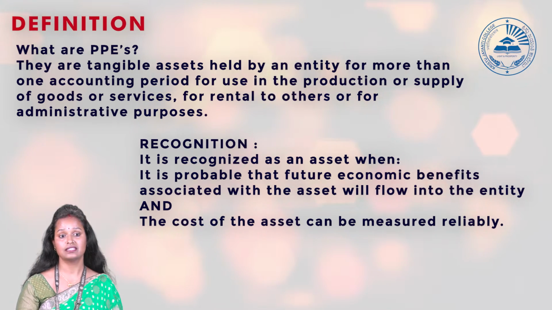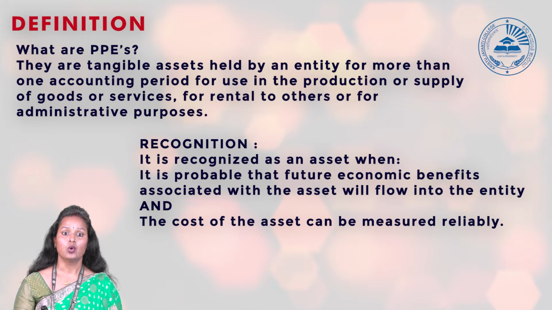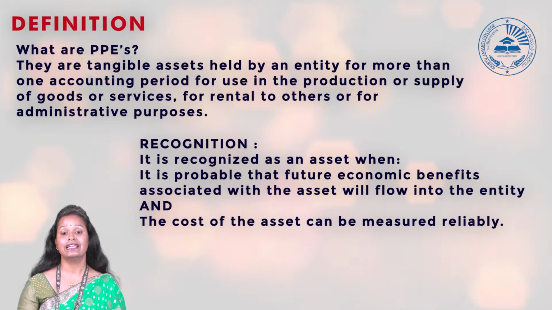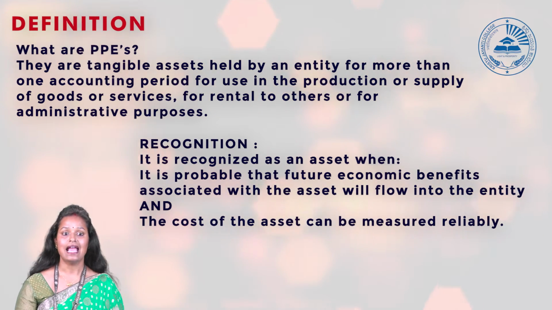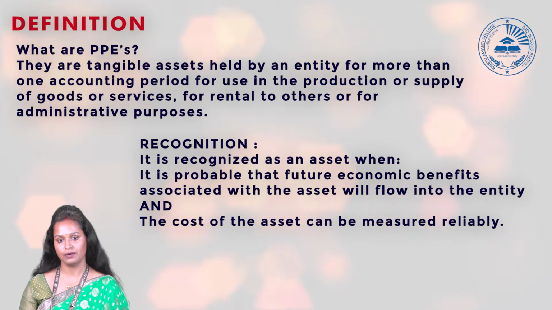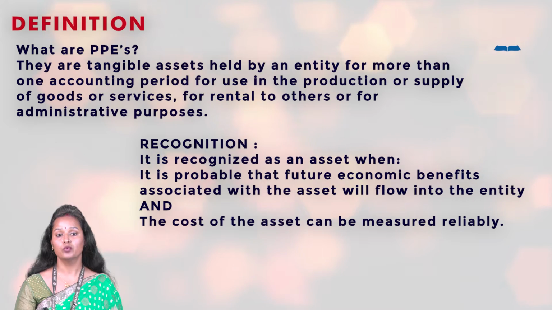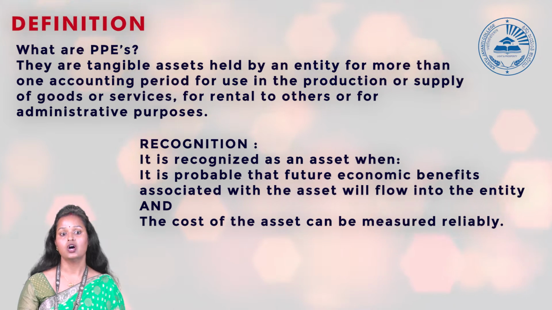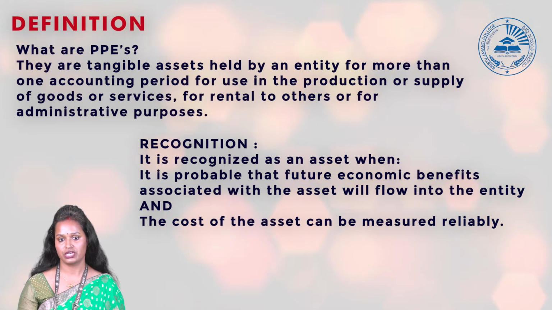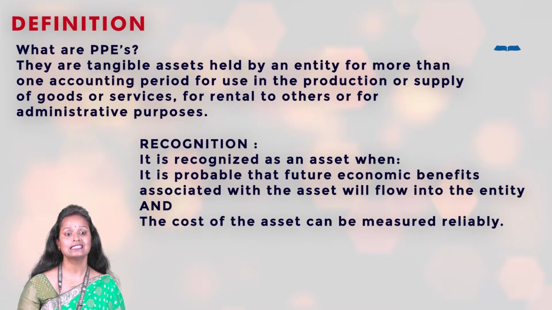If it is a tangible asset, the next condition is it must be used for more than one accounting period. Then another condition is it must be used for the production or supply of goods and services. And also it could be used for rental to others or for administrative purposes. So if we are using that particular tangible asset for more than one year, only for the purpose of production, supply, rental or administrative purposes, then only we will call it property, plant and equipment according to IAS 16.